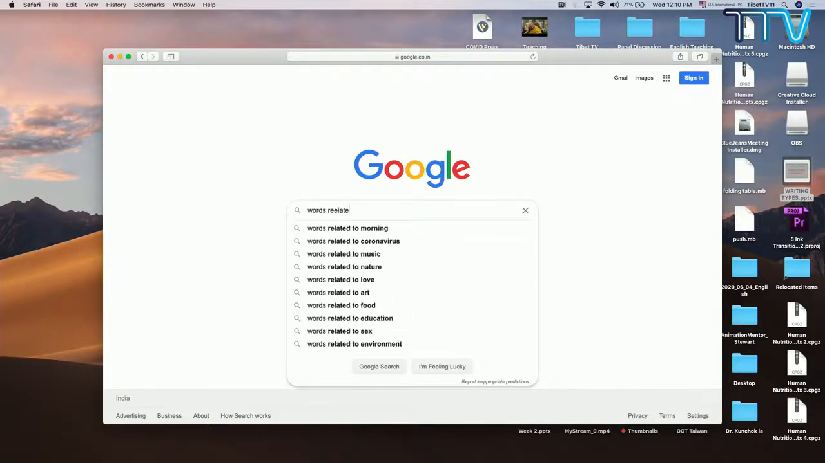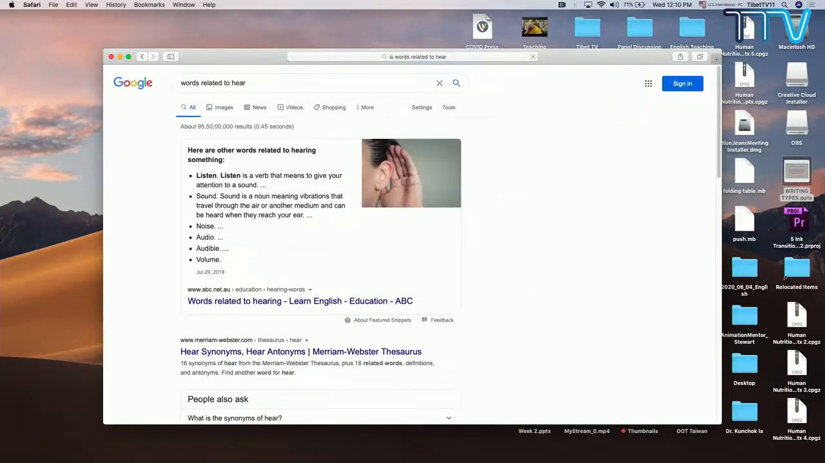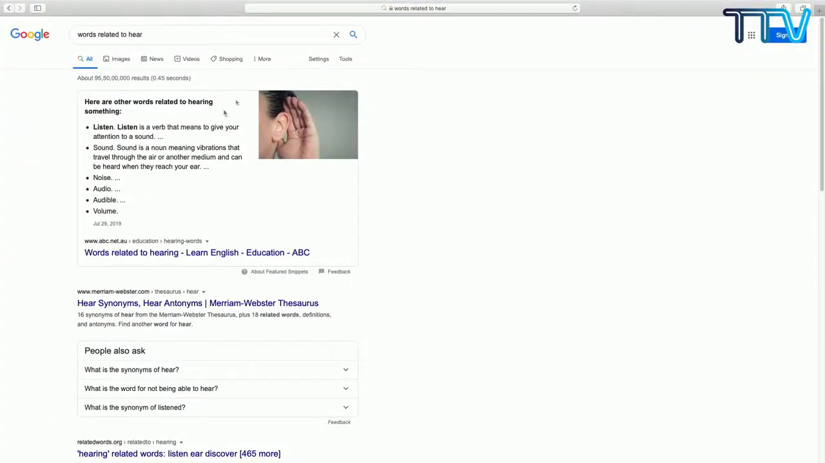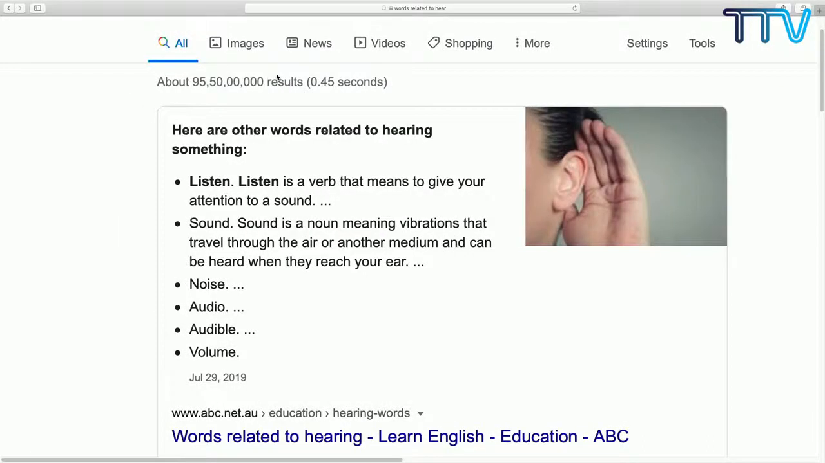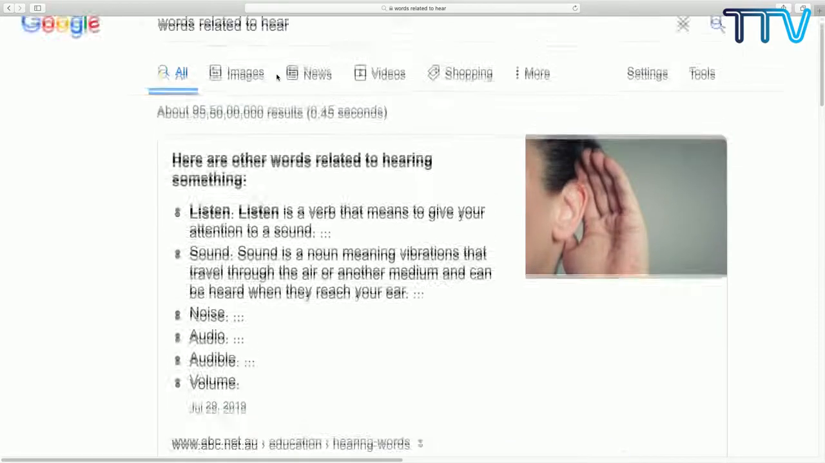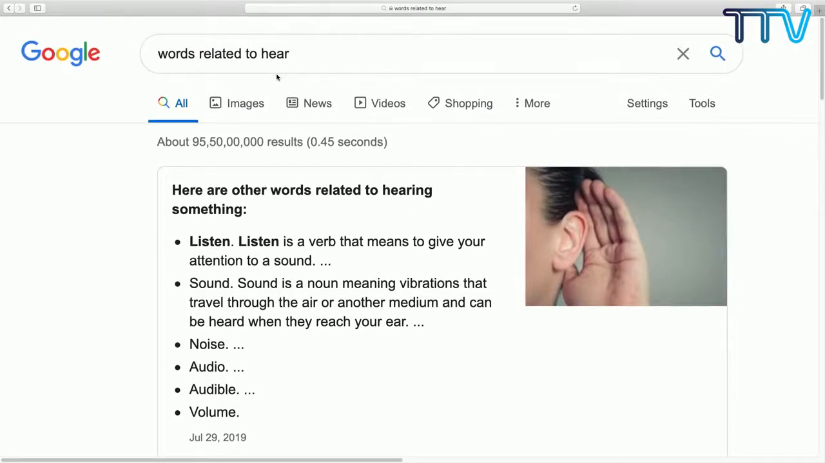Words related to, for example, this one. So if you are interested in expanding your vocabulary, for example, this one here, I have written words related to here. Now, if you do like this, then you will get some more idea what are the words related to here. So, in this way, you can expand your words.